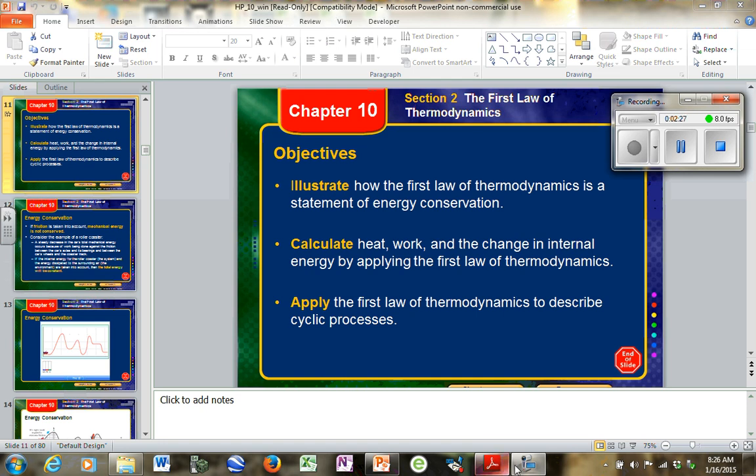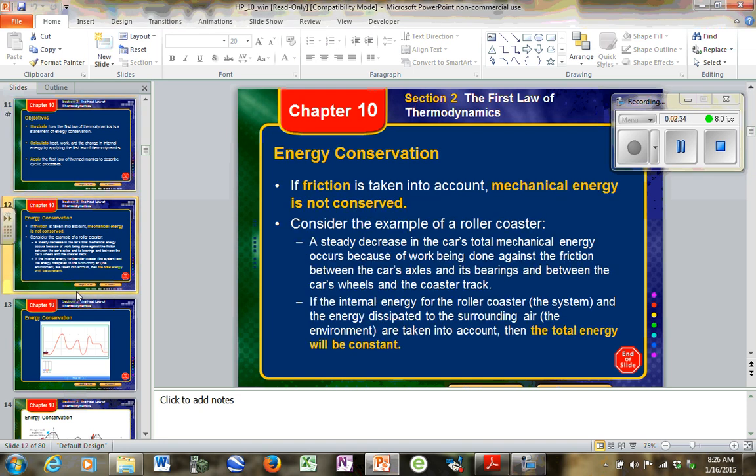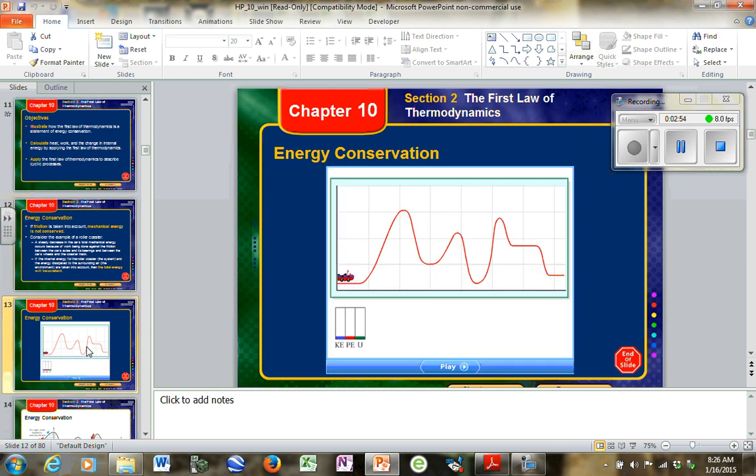Okay, so let me go to our first slide here. There we go. About energy conservation: no matter what, you've got all kinds of lost energy. You're going to have friction. You're going to have heat being expended to your car, making it warmer. We talked about that the other day. So if friction is taken into account, mechanical energy is not conserved. All your potential energy does not turn into kinetic energy. So we're going to look at this roller coaster here and see how this works. Oh, I have to go to the slideshow now.